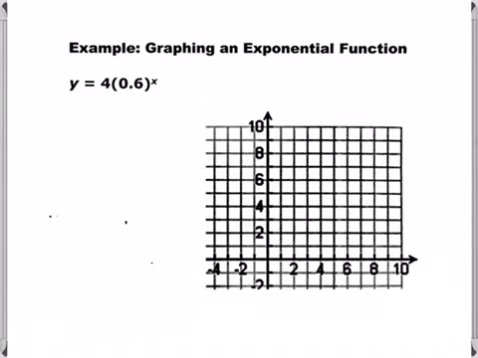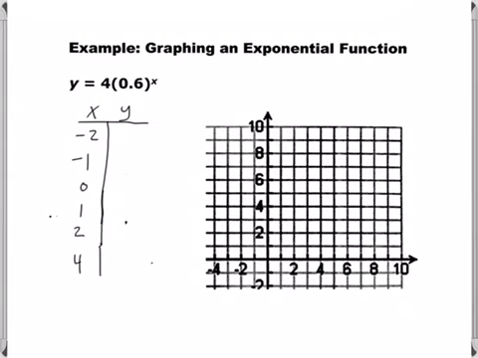And then our last problem, we've got y equals 4 times 0.6 to the x power. So once again, we'll create an xy table. So for x, let's say we take -2, -1, 0, 1, 2. And because I have the calculator, I'm going to grab some extra values, so I'll say 4 as well.